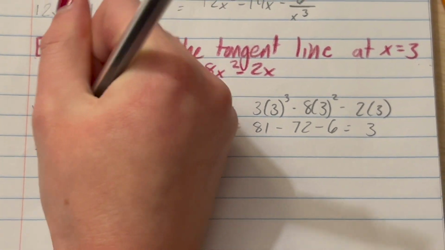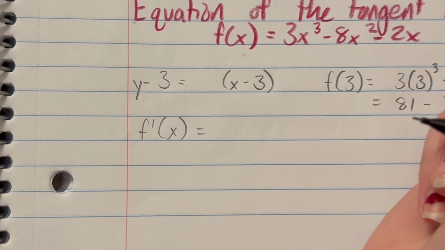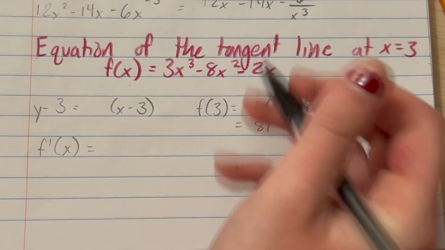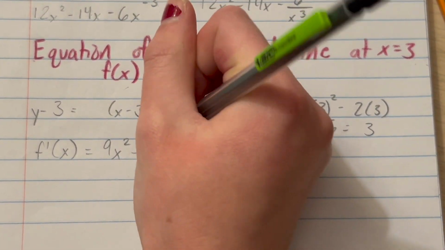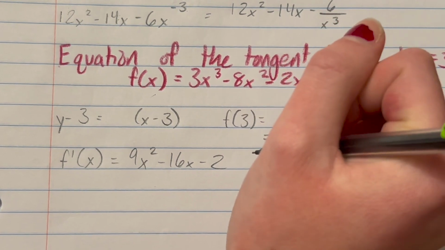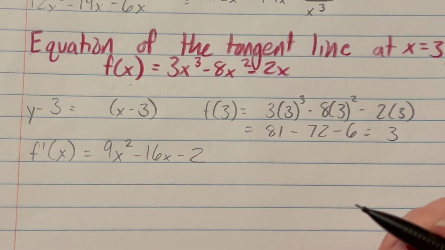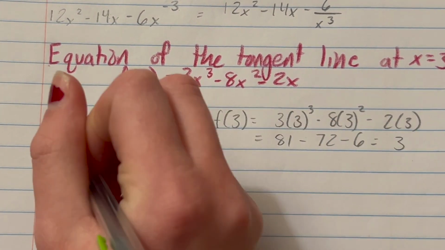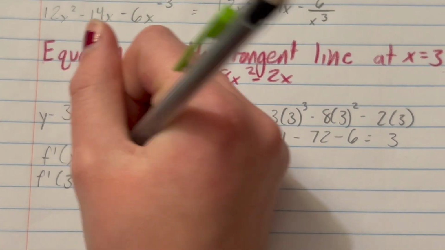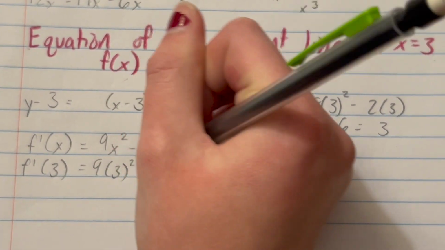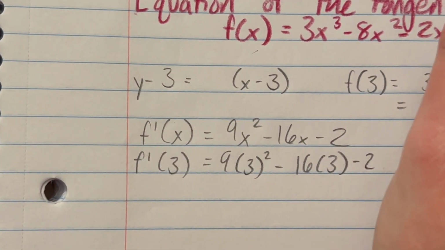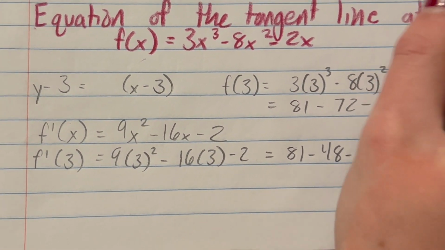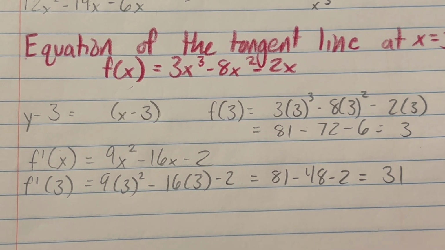So now we're going to say that f prime of x equals 9x squared because we're moving that exponent to the front and multiplying with 3. And then we're going to say minus 16x and then minus 2. Are there any questions about that? Alright, awesome. And then from there we're going to plug in that 3 for the x, and we get f prime of 3 equals 9 times 3 squared minus 16 times 3 minus 2, which is just going to equal 81 minus 48 minus 2, which equals 31. So that's going to be our final slope.